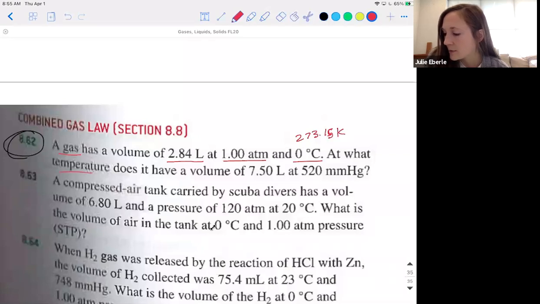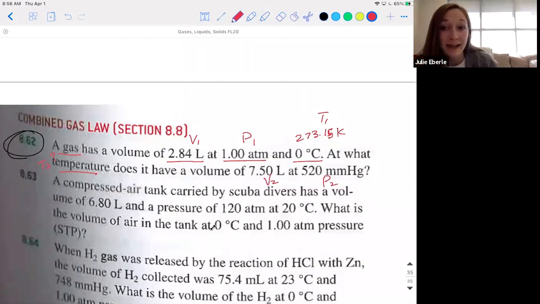At what temperature? So let's go through and label. This is V1. This is P1, this is T1. So what temperature? We're looking for T2. Does it have a volume of 7.5 liters? So this is V2, and 520 millimeters mercury. This is P2.